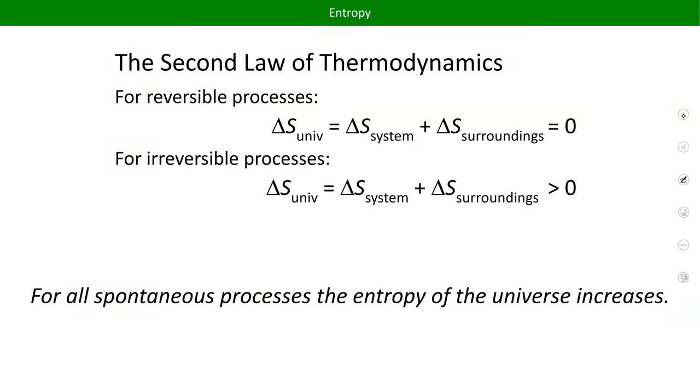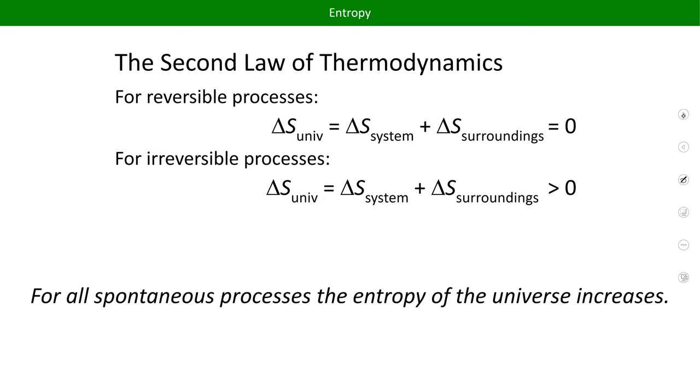All right. I like the second law of thermodynamics because I think it's very misunderstood and also very, very powerful to think about. The second law says that for reversible processes, the change in entropy for the universe is equal to the change in entropy for the system plus the change in entropy for the surroundings, and is equal to zero if it's reversible. Almost no processes are actually reversible by the chemistry definition of reversible. The chemistry definition of reversible basically means you're at equilibrium. When you're at equilibrium, it's a reversible process because it's happening equally in both directions.